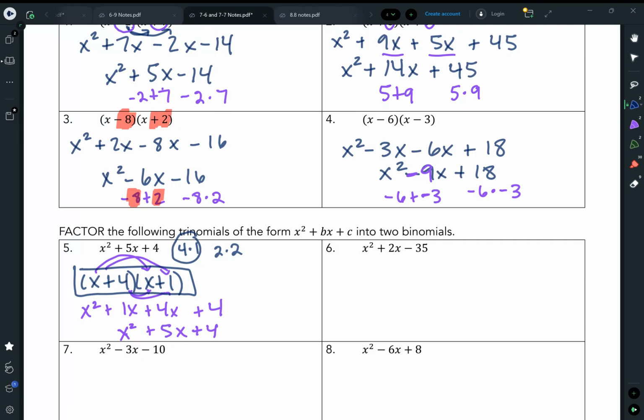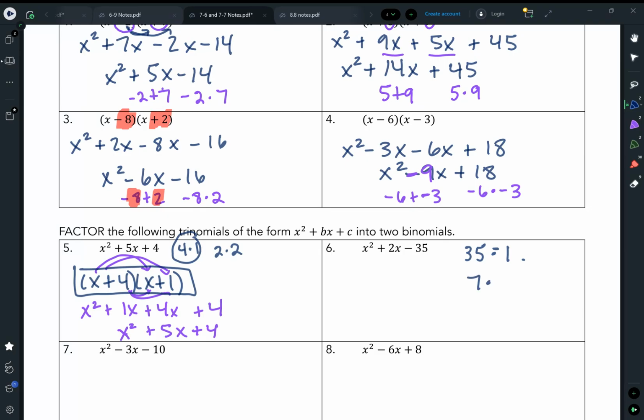So if they need to multiply to make a negative, I need to have one negative and one positive. But if I want to add to make a positive 2, my bigger number needs to be positive. So if I think about how negative 35 is 35 times 1, in order to add and make a positive, the bigger number needs to be positive. So I'd make the 35 the positive and the 1 the negative.